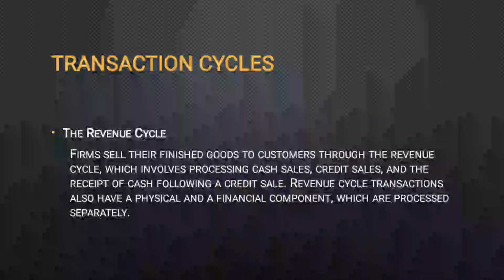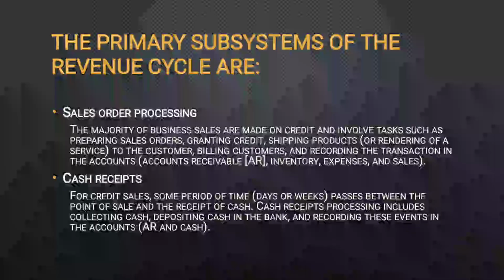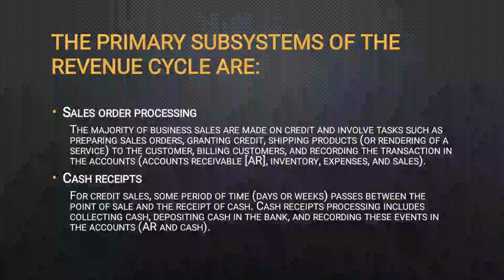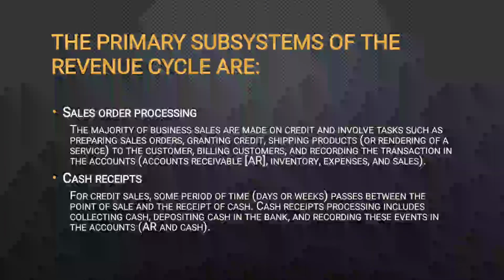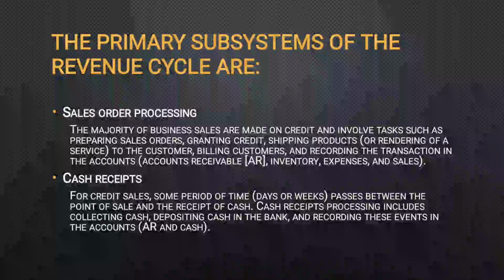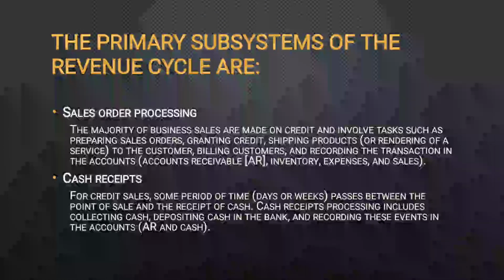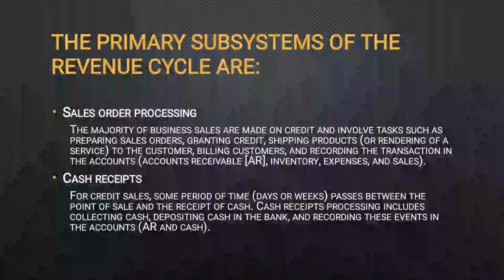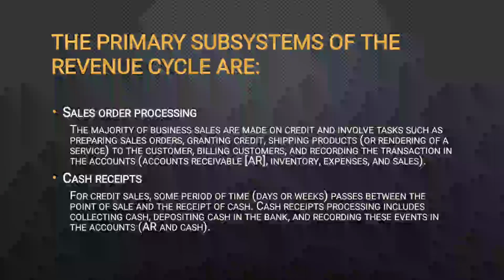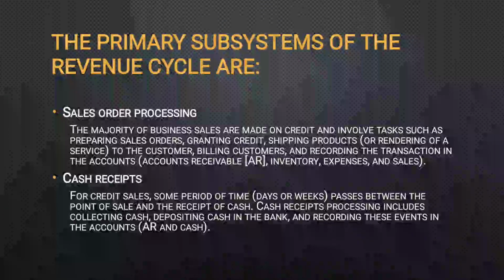So merong primary subsystem of the revenue cycle. Ito yung sales, order processing, and cash receipts. The primary subsystem of the revenue cycle are sales, order processing. The majority of business sales are made on credit and involve tasks such as preparing sales orders, granting credit, shipping products, or rendering of a service to the customers, billing customers, and recording the transaction in the accounts receivable, inventory, expenses, and sales. So dito sa sales order processing, action siya ng business to fulfill a customer purchase.